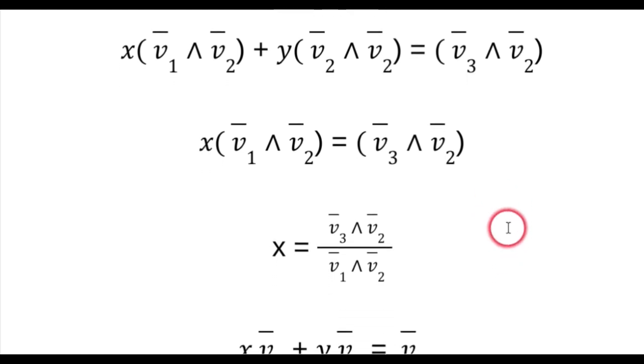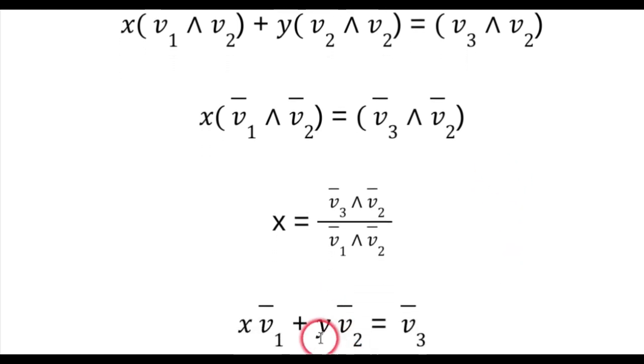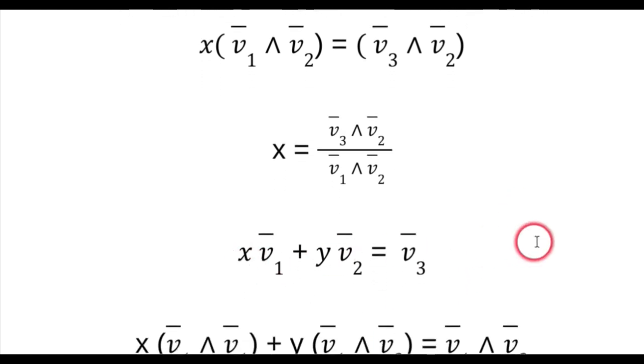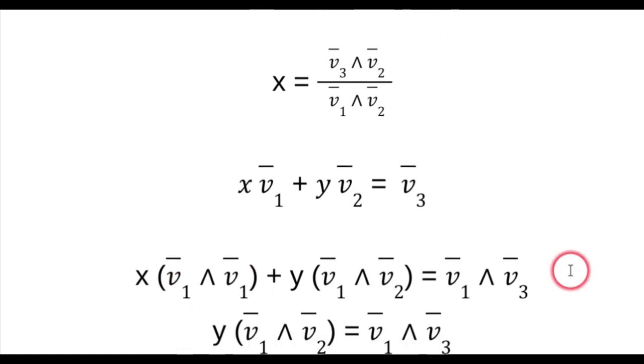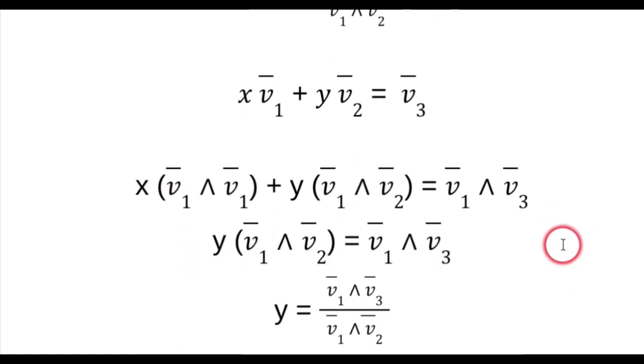Now let's write the equation down again. Now we want to isolate y. Well, we do exactly the same thing, but this time we wedge from the left with v1. We pull the scalar out, this goes to 0, and we're left with that. We divide both sides by v1 wedge v2. I love this. And you get y. We've got both x and y. That is the solution to those equations.